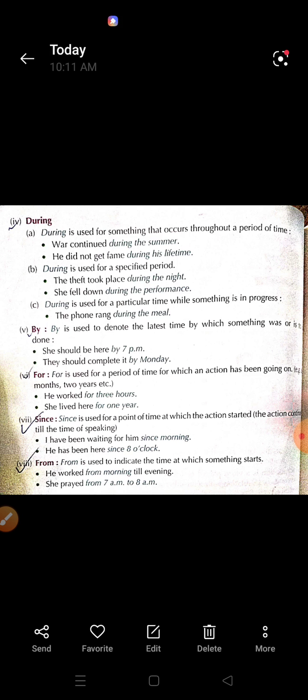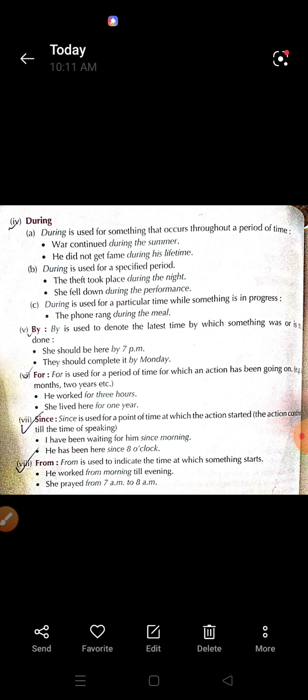The theft took place during the night. At night also we can write, during the night also we can write. She falls down during the performance. So during is used for a particular time while something is in progress. For example, the phone rang during the meal. So while the meal was going on, at that time the phone rang. So when something is in progress, at that time also we can use during.